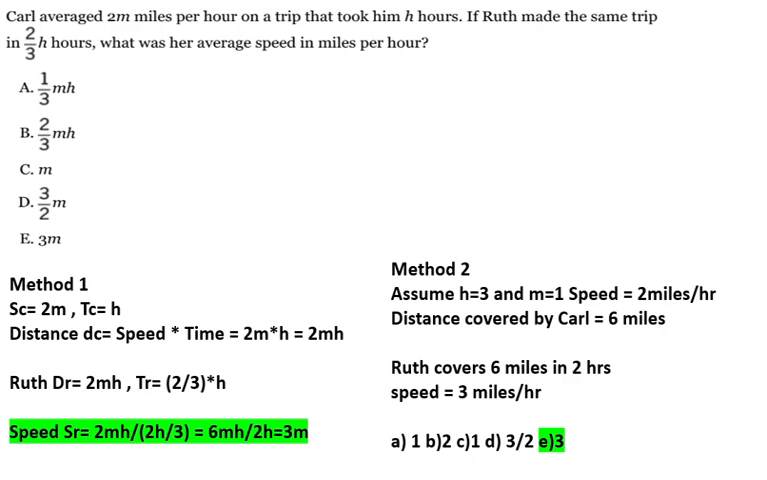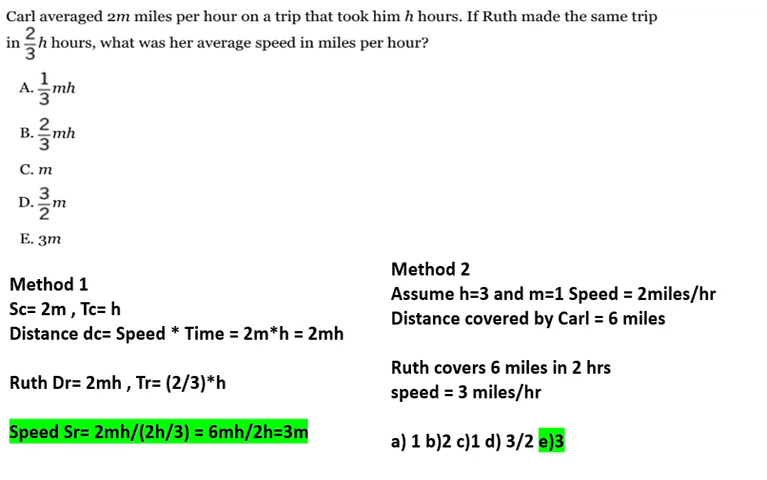So now considering that Carl's speed was 2m, if I substitute m is 1, we get Carl averaged at 2 miles per hour, and it took him 3 hours. So ideally the distance he covered was 2 miles per hour into 3 hours, which is 6 miles. So Ruth took the same trip, so he covered 6 miles, but he took it in 2 hours, which is 2/3 into 3. So I have substituted h is equal to 3. So he took ideally 2 hours to complete 6 miles. So his speed was 3 miles per hour, which is dividing your 6 by 2.